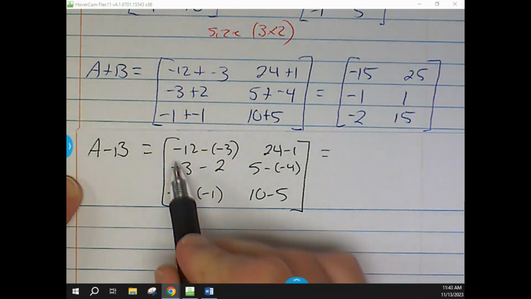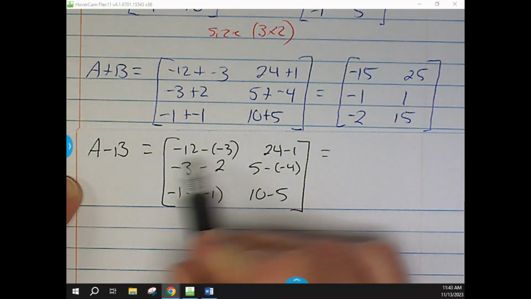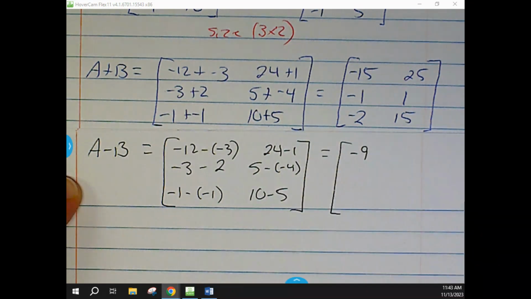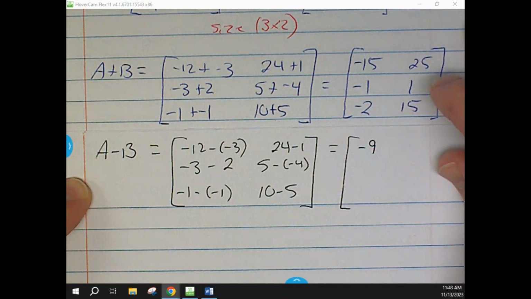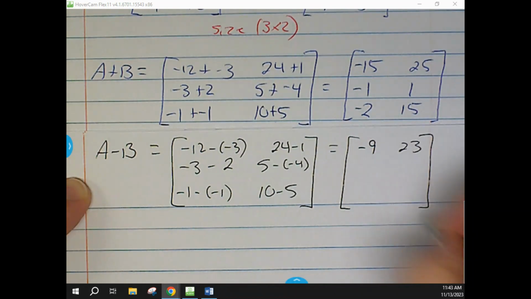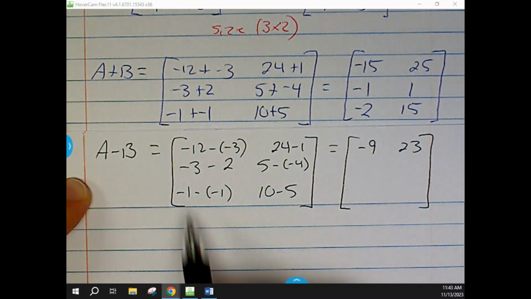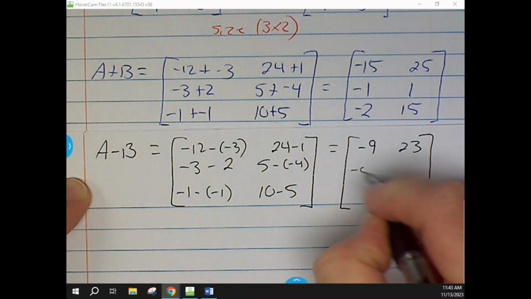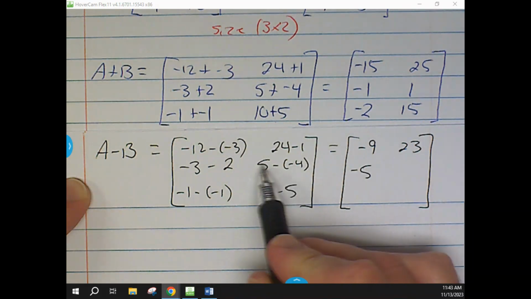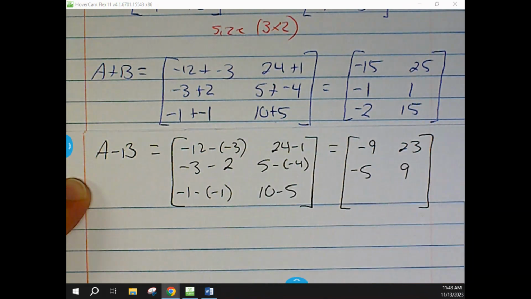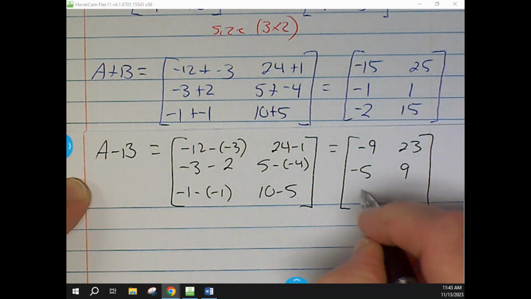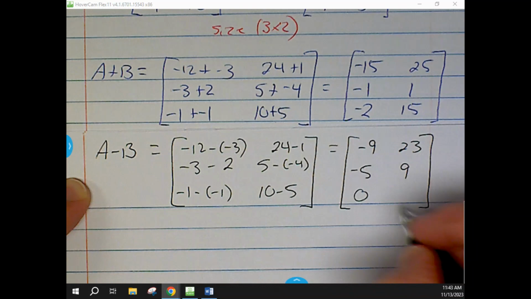Okay, so it's negative 12 minus negative, which makes that a plus. So really it's negative 12 plus 3. So that would be negative 9. 24 minus 1 is pretty straightforward. It's just 23. Negative 3 minus 2 is negative 5. 5 minus negative 4 is really 5 plus 4, which would be 9. Negative 1 plus 1 would be 0. And then 10 minus 5 is 5.